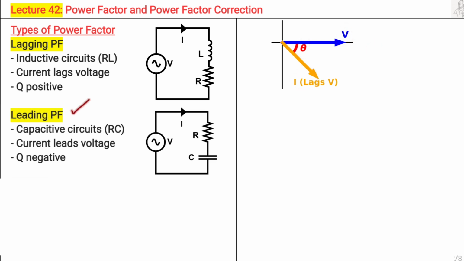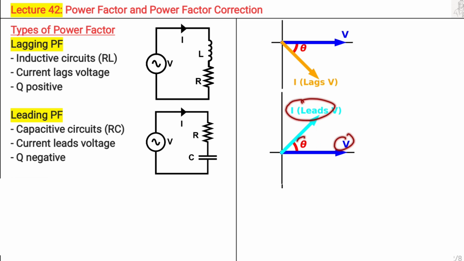The second type is the leading power factor. It occurs when we have a capacitor in the circuit. Capacitor delivers the reactive power, therefore Q is negative, and in this case the current leads the voltage by some angle, which can be shown like this in the phasor diagram. Here the current is leading the voltage by some angle theta.